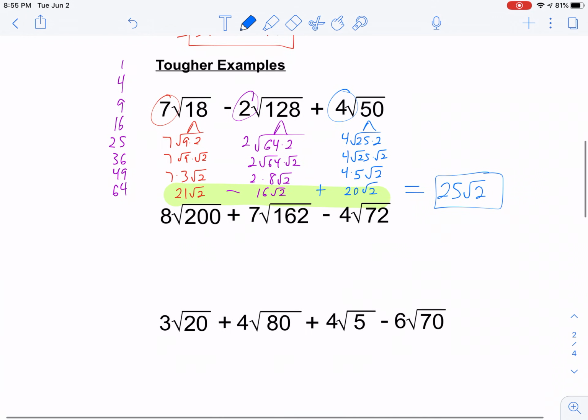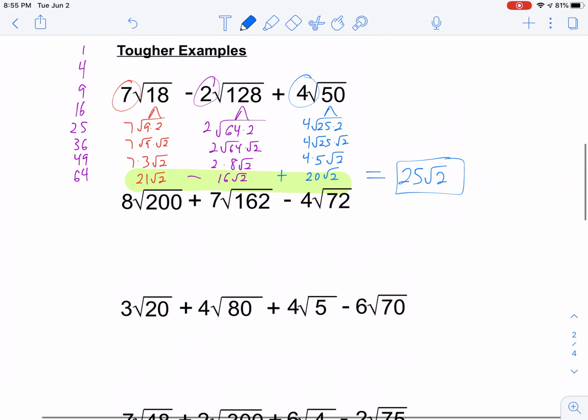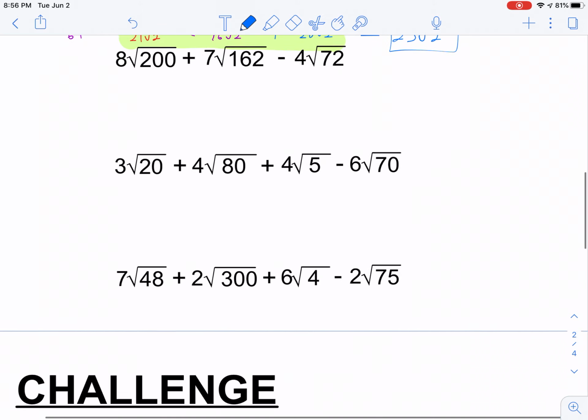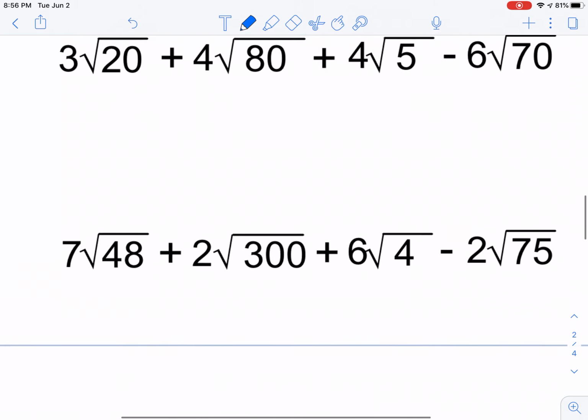All right. These are tough, these ones. These take some work. You have to know your perfect squares pretty well to do these. Let's do one more together. We'll do this bottom one here. 7 root 48. Well, 48 is 16 times 3.